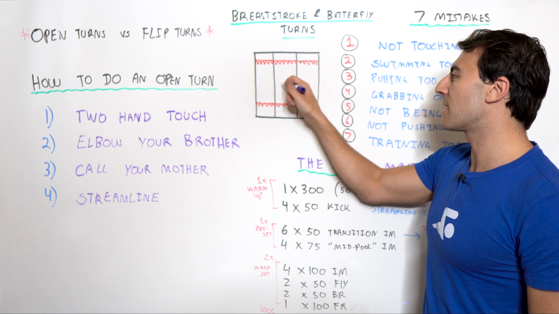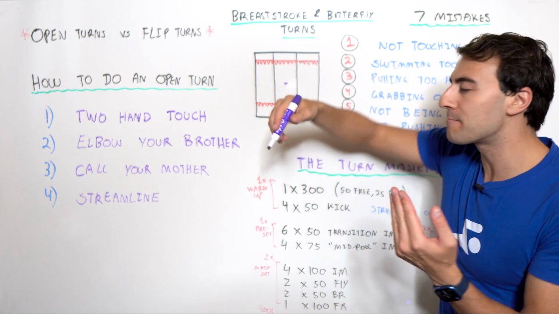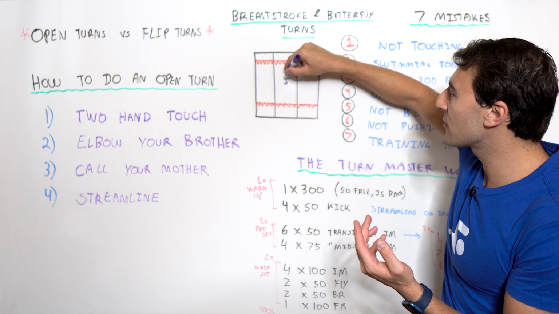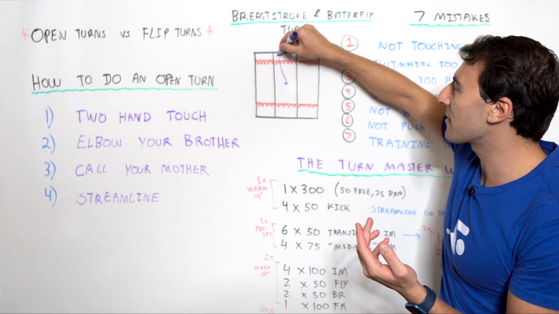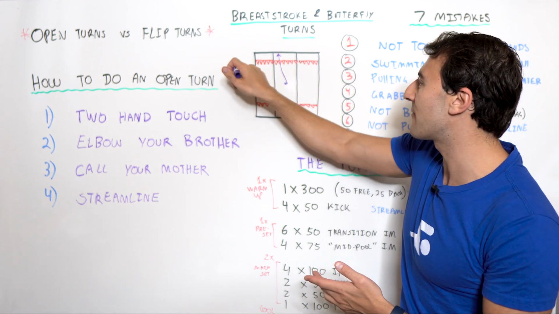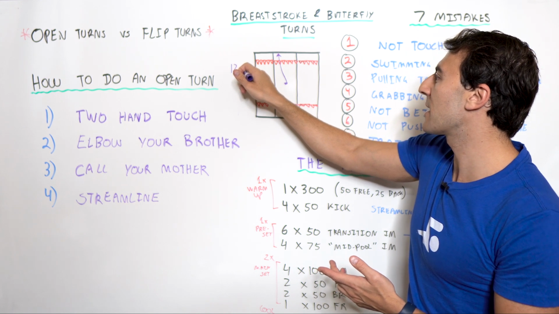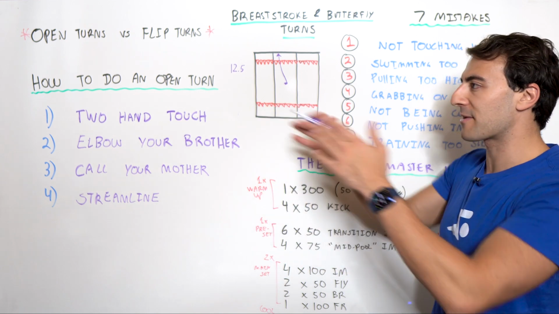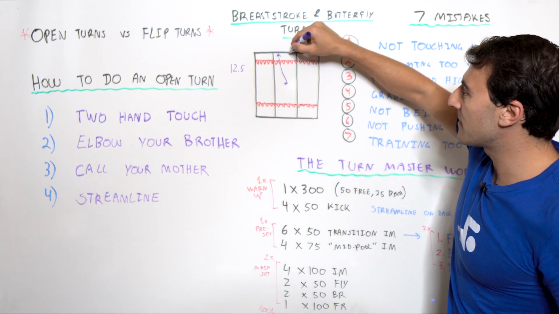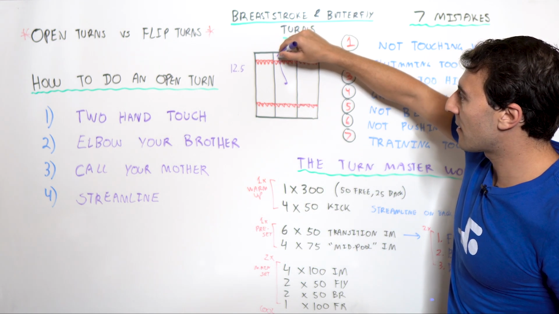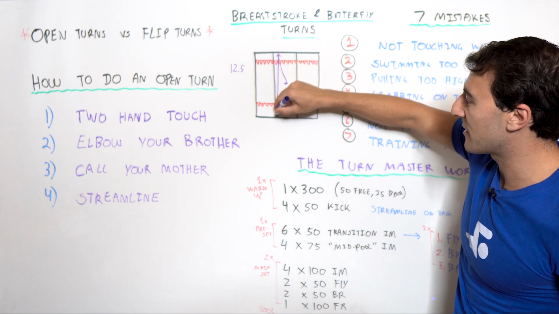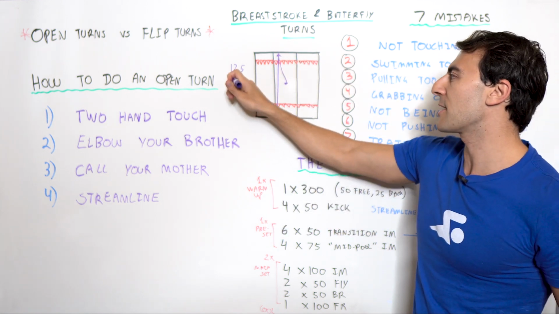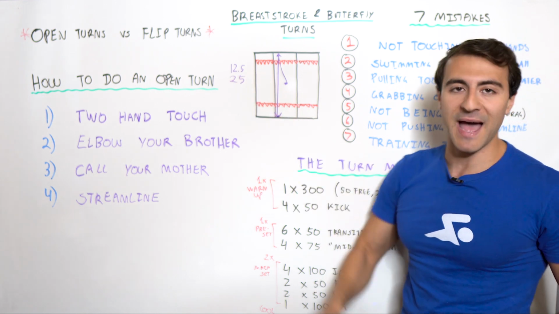You start in the middle, and you're going to swim butterfly into the wall. So you're only doing a 12.5, I'll write that down, 12.5 butterfly. Then you're going to do an open turn, because you go butterfly to backstroke, and you're going to swim backstroke all the way back a full 25. So now you're at 25 backstroke.